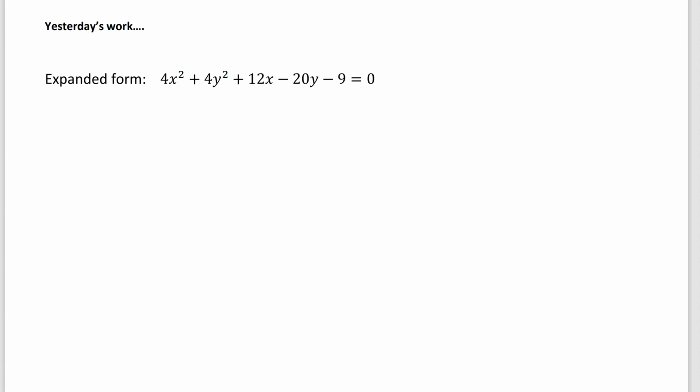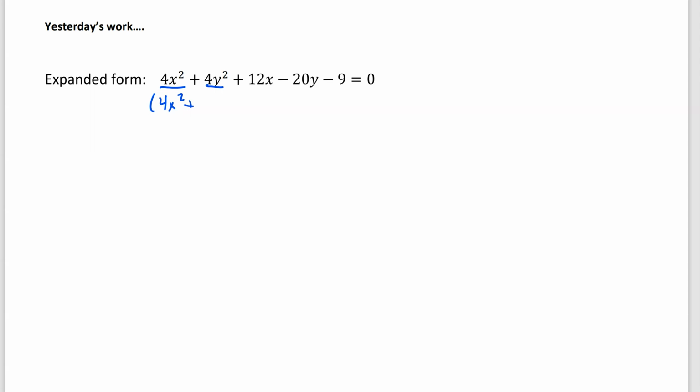Today we're going to do parabolas, but before that, I thought we would do one question from yesterday's work dealing with circles. So here's a circle problem. I know it's a circle problem because there are two quadratic terms, and they're both the same value. They're both 4s.